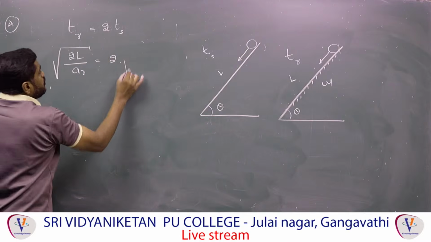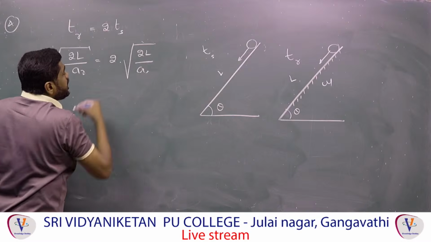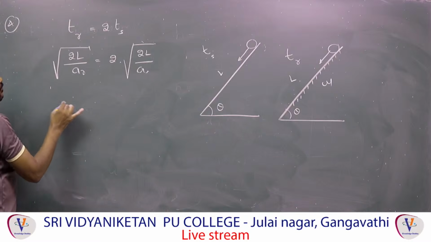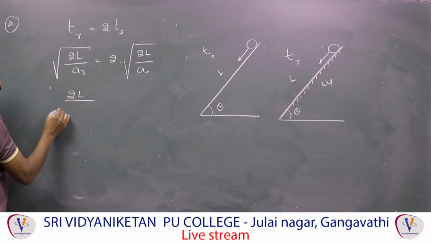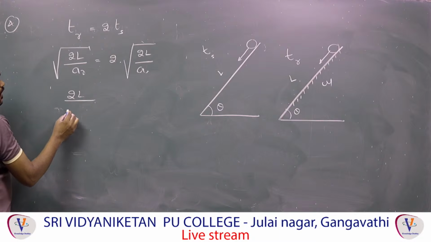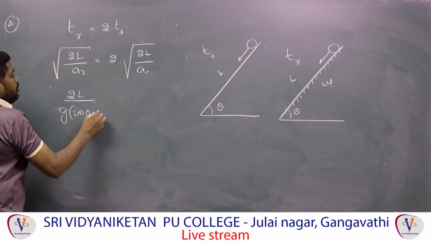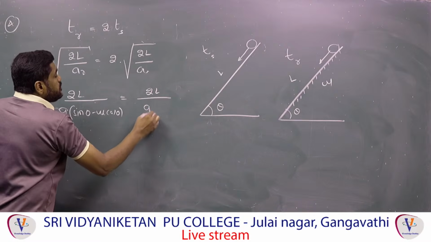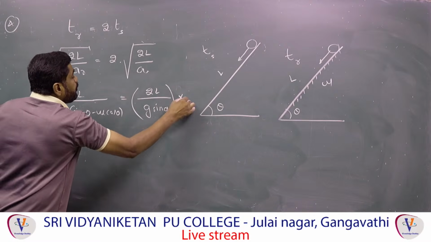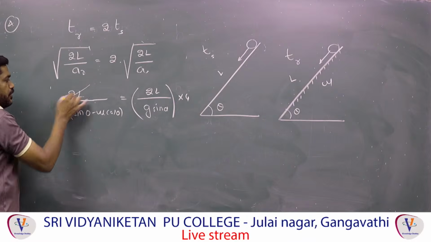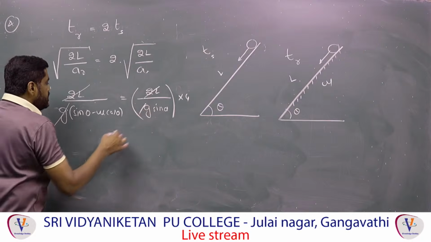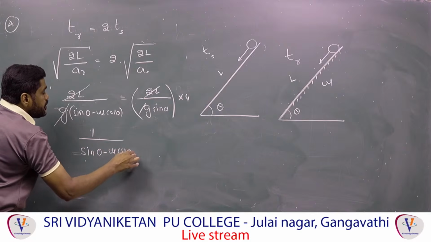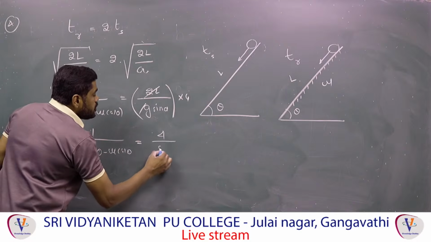Therefore TR, the rough surface time, is equal to 2 times root of 2L by AS, the smooth surface time. If we take the square on both sides, 2L by AR, where AR is g into sin theta minus mu cos theta, is equal to 2L by g sin theta into 4. Now you solve it: 2L cancels and g cancels. Therefore we get 1 by sin theta minus mu cos theta is equal to 4 by sin theta.